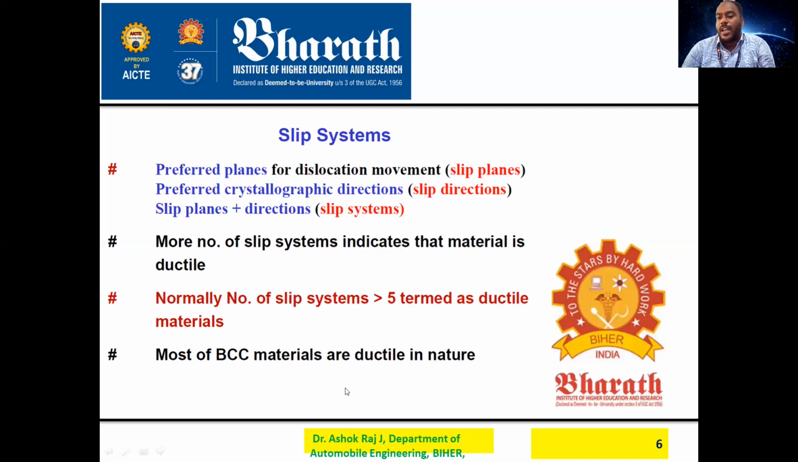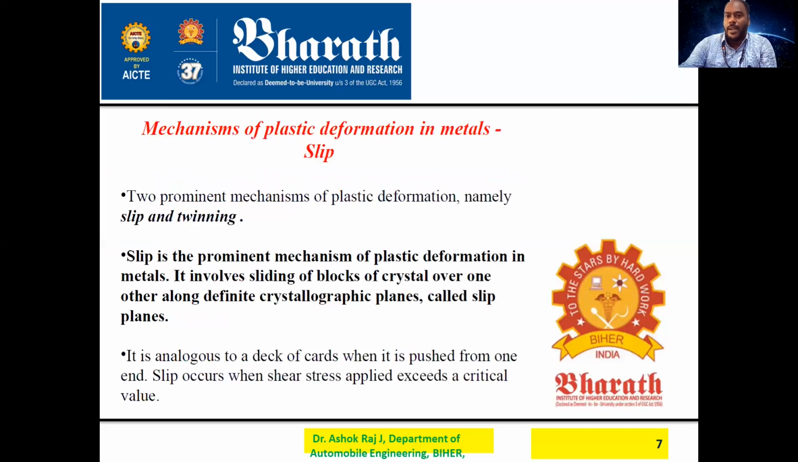Because BCC has a number of slip systems greater than 5, it is treated as a ductile material. Most BCC materials come under the ductile category in nature. And most FCC materials also come under ductile materials. FCC also has a ductile property, but strength-wise it will be less.